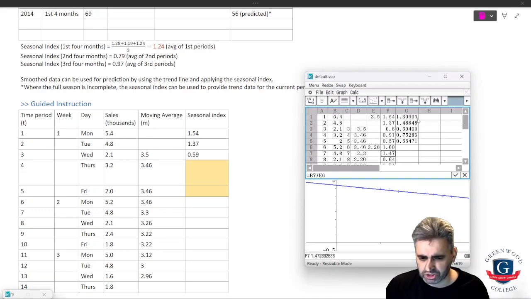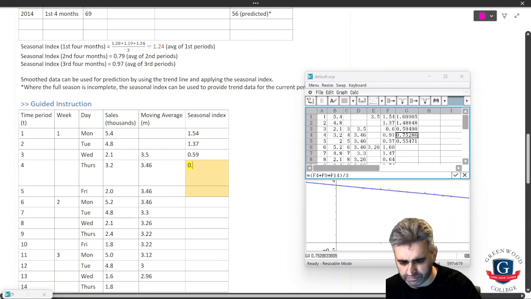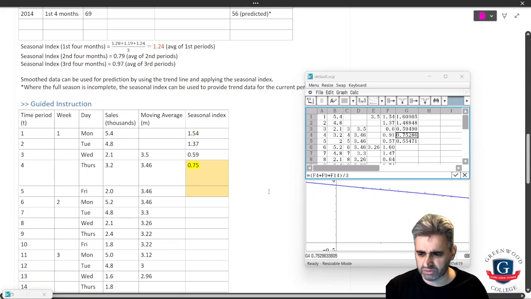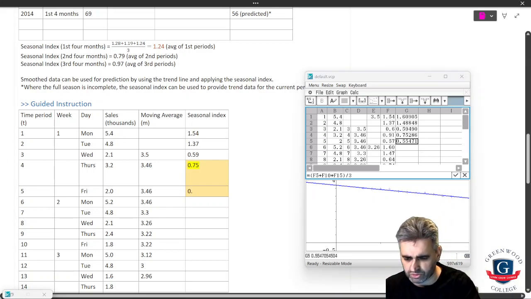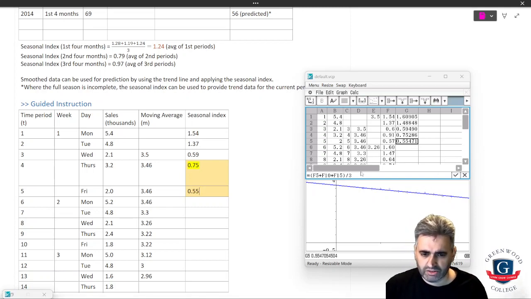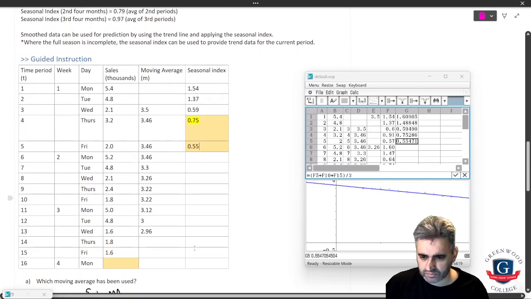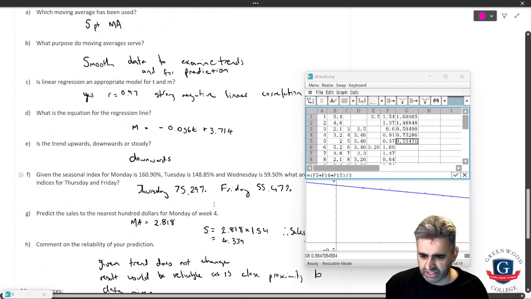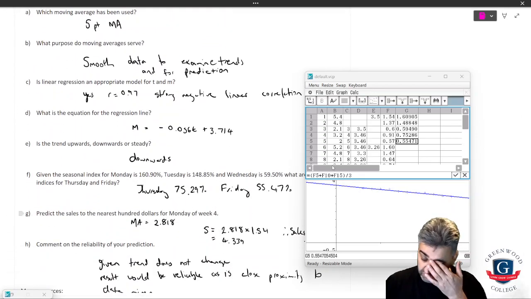And that will give us the first one. And then find the average for the Tuesdays. That finds the average for the second one. Then find the average for Wednesdays. And then the one for Thursday is 0.75. So it's smaller than the weekly average and even smaller for Fridays. So here they are here, written to a couple of decimal places.